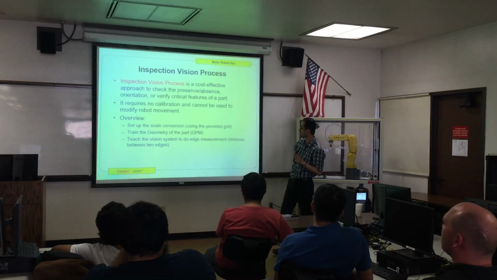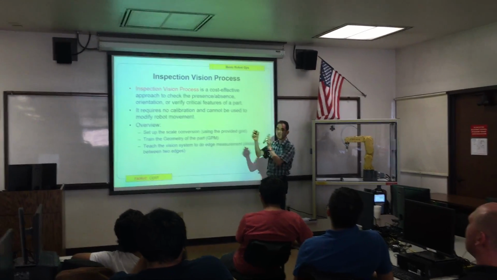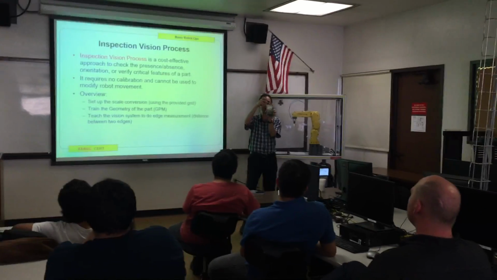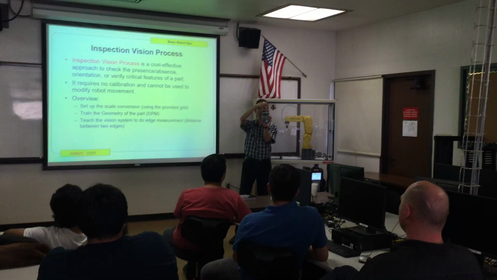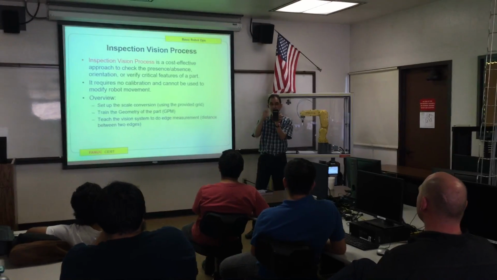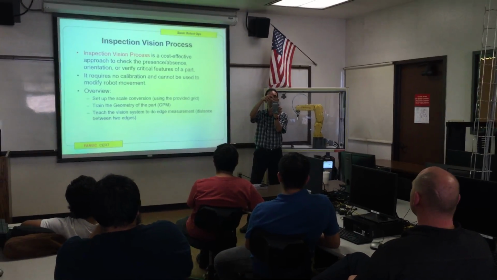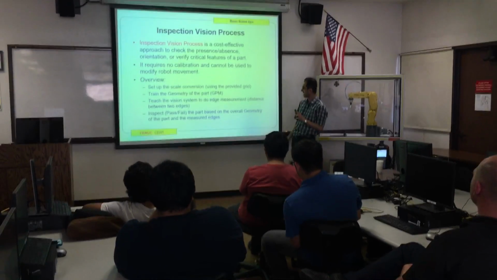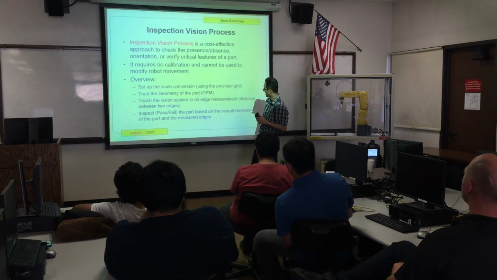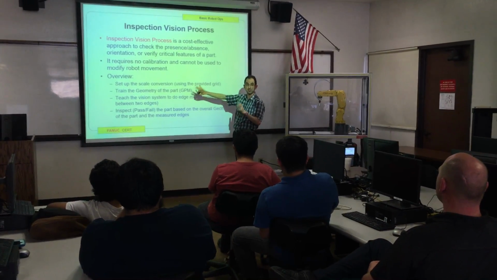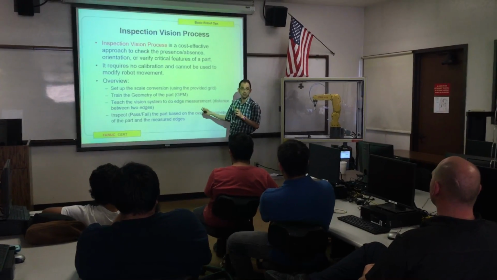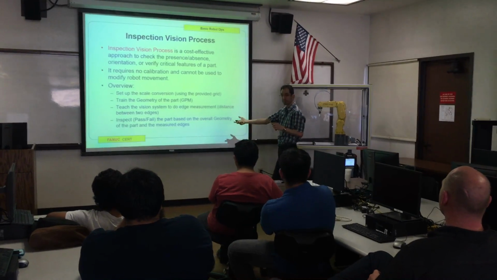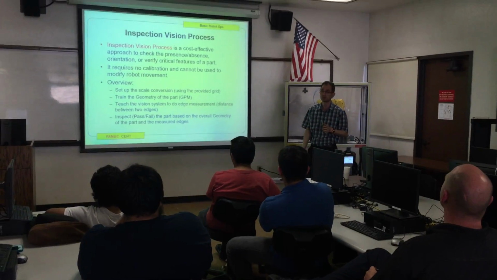And the next thing, you're going to teach the vision system to do some measurement. Not only look for the geometry, but look for some measurement, for example, the length of this edge, to make sure that's the right length. Not only is the geometry correct, but also the length is correct as well. That's the third thing that you're going to teach the system. And finally, you're going to do the overall inspection of the part based on that GPM, the geometry of the part, and that edge length measurement. So there's a 4-step process to do this inspection vision process overall, right?